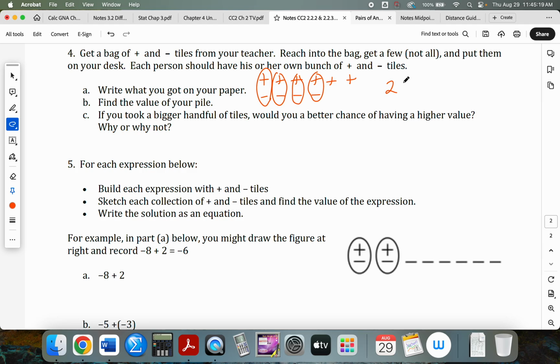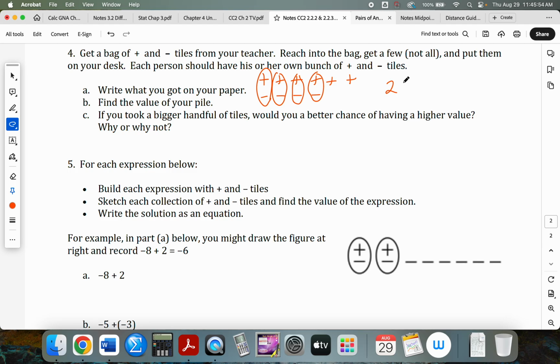So if you took a bigger handful of tiles, do you think you'd have a better chance of getting a higher value? No. It kind of depends, right? What if you drew out a whole bunch of negatives to start with, and there's an equal number of negatives and positives in each bag? If you drew more, probably, well, not necessarily, but probably you have a better chance of increasing than decreasing.